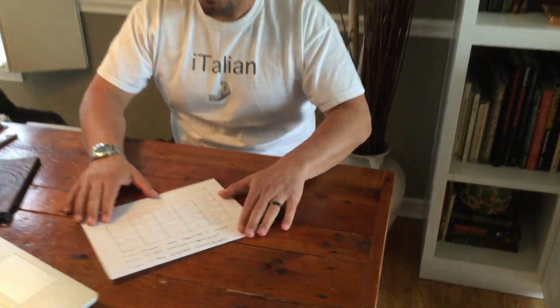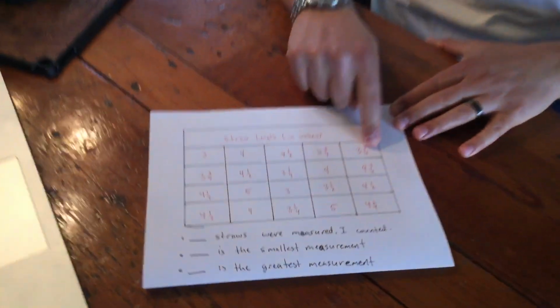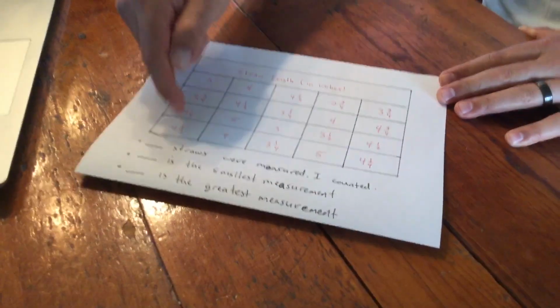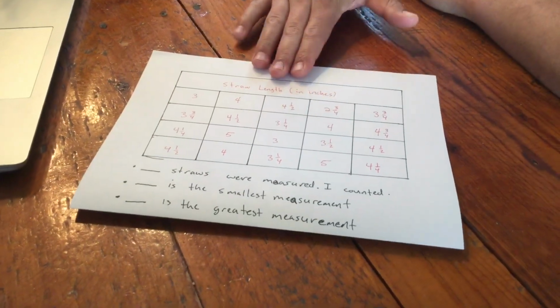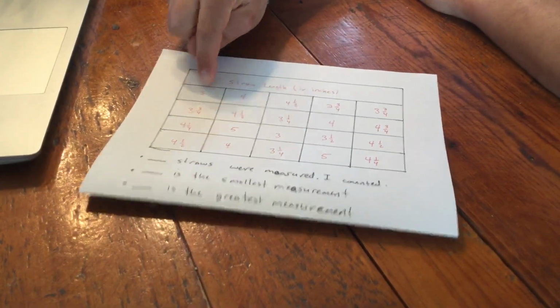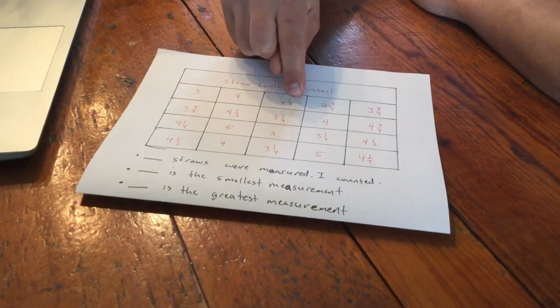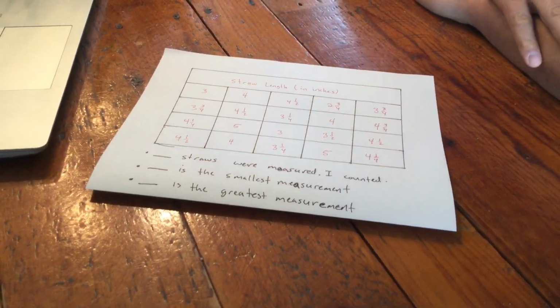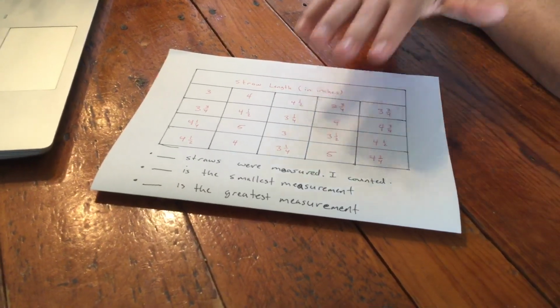Okay, so welcome to Module 6, Lesson 7. We're looking at a data chart in our application problem. Our application problem says the chart below shows the length of straws measured in Mr. Hahn's classes. So I've rewritten the chart here. We have 5 numbers in each row and 4 rows. As the label says, these straw lengths are measured in inches. One of the straws measured 3 inches, one measured 4 inches, one measured 4.5 inches. We have a few questions to answer based on this chart.